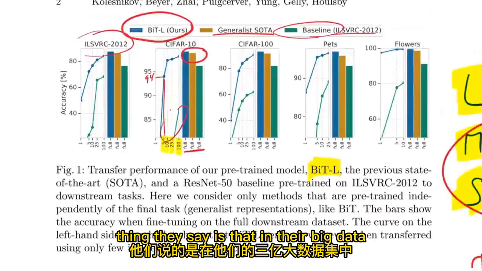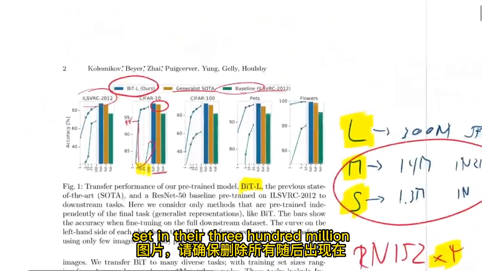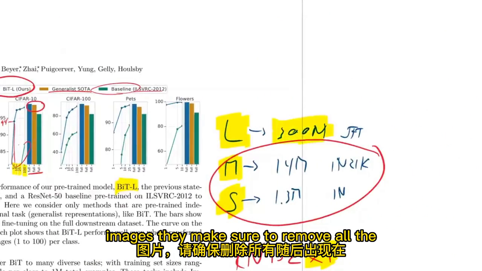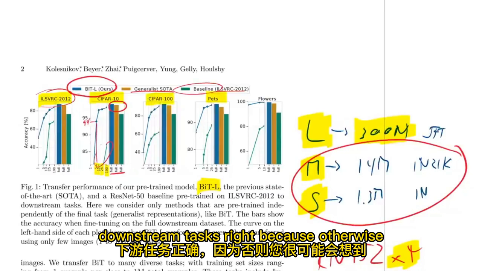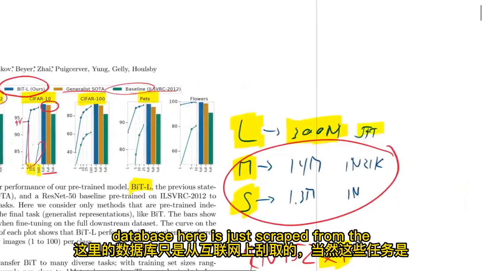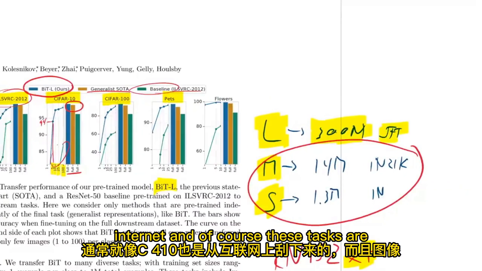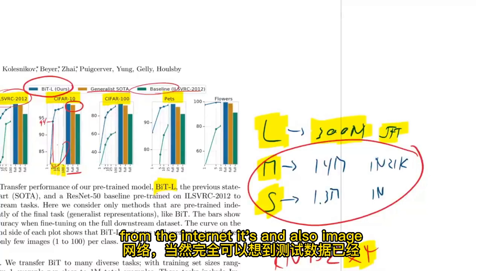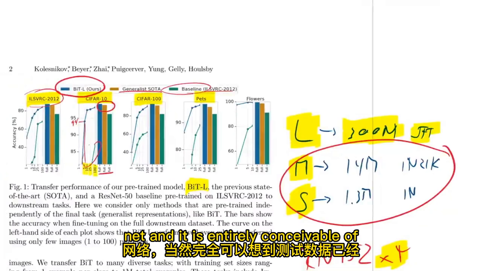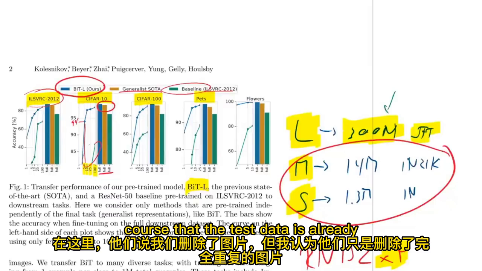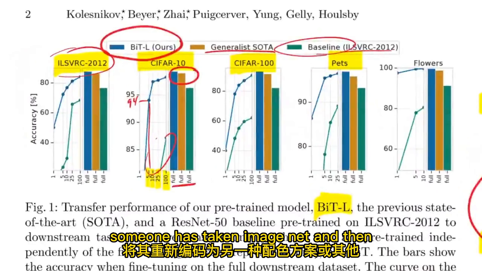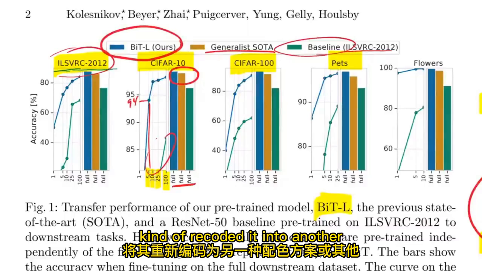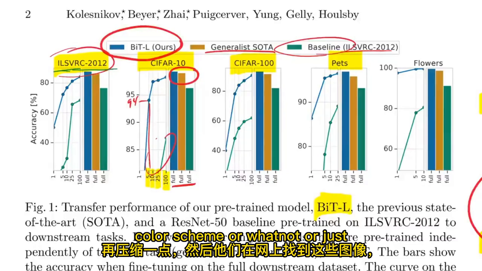So one thing they say is that in their big data set, in their 300 million images, they make sure to remove all the images that then appear in the downstream tasks. Because otherwise it is fairly conceivable that this data set here is just scraped from the internet. And of course, these tasks, like CIFAR-10, are also scraped from the internet, and also ImageNet. And it is entirely conceivable that the test data is already in here. And they say we remove images, but I think they just remove exact duplicates. So it could still be that someone has taken ImageNet and then recoded it into another color scheme or whatnot, or just compressed it a bit more.